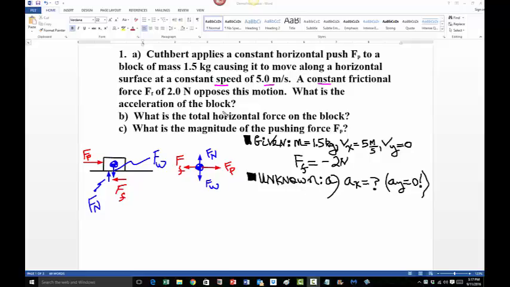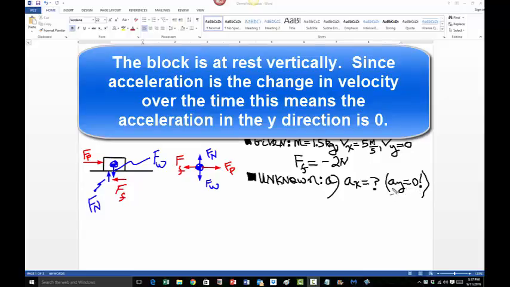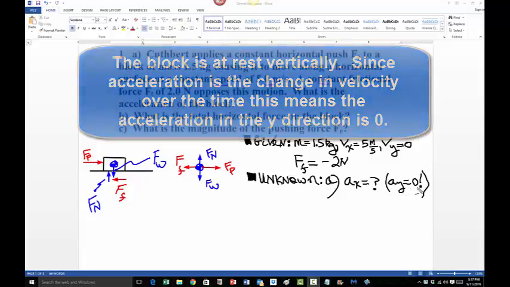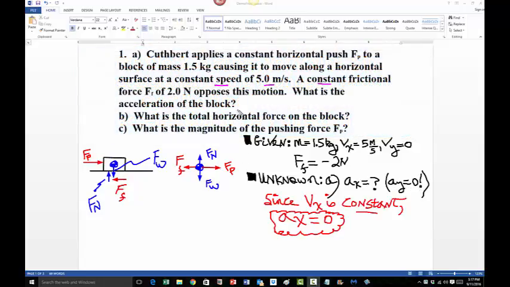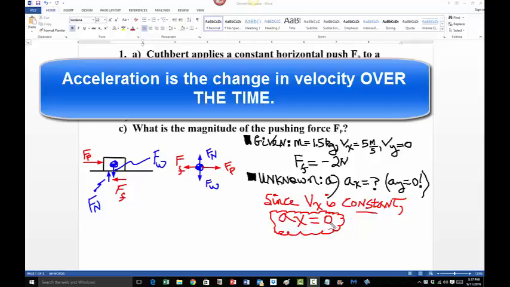What is the acceleration of the block? Acceleration is a vector. Therefore, we must talk about both its x and y components. What we want here is the acceleration in the x direction, because the block is at rest in the y direction, which means its velocity is constant, which means the acceleration in the y direction, a sub y, is 0. To answer part A about the acceleration of the block along the x-axis, we note that V sub x is a constant 5 meters per second. Since the velocity in the x direction is constant, the acceleration in the x direction is 0, because by definition, acceleration is a change in velocity.